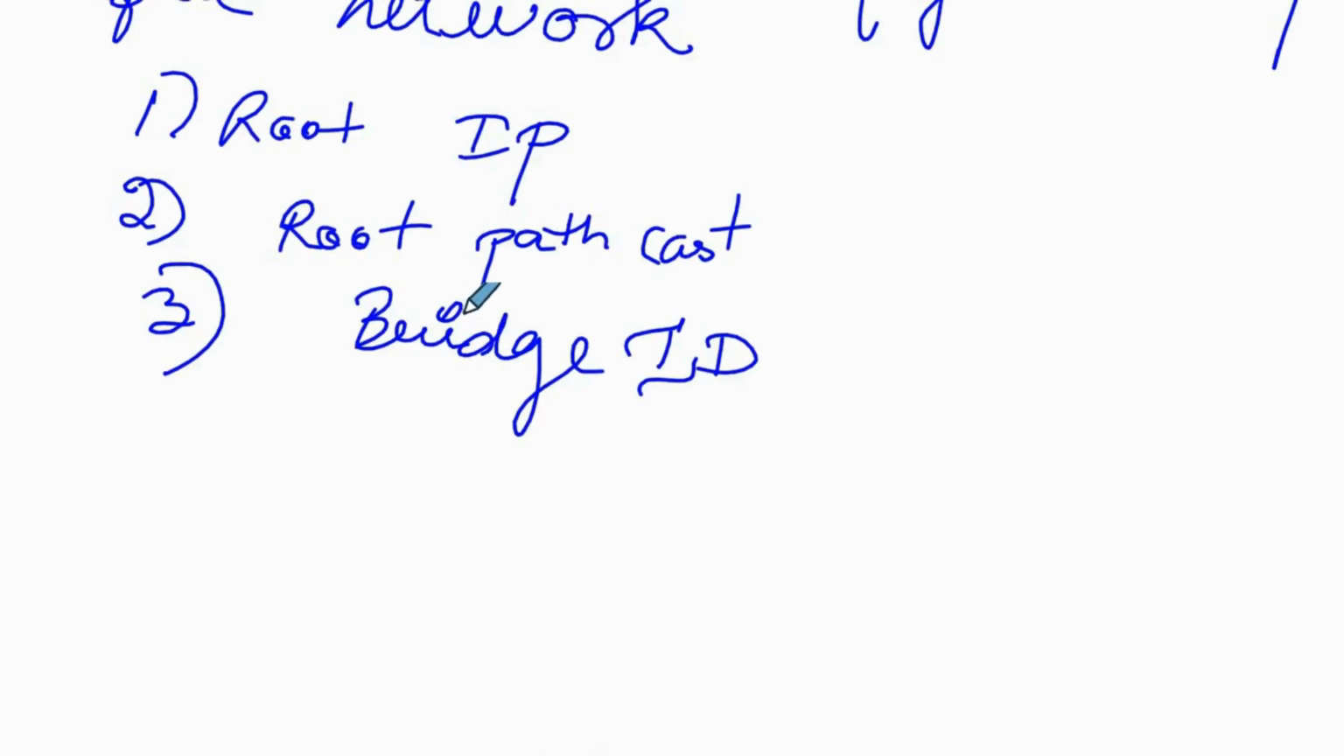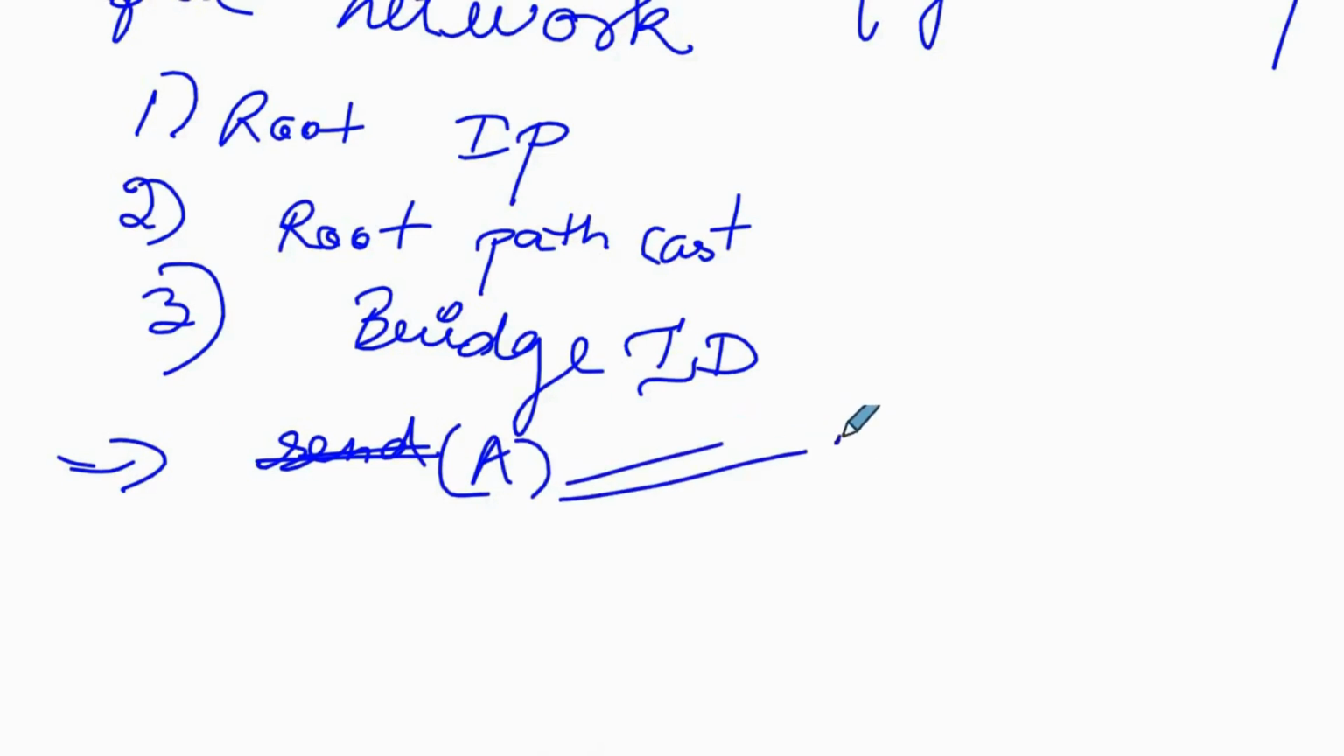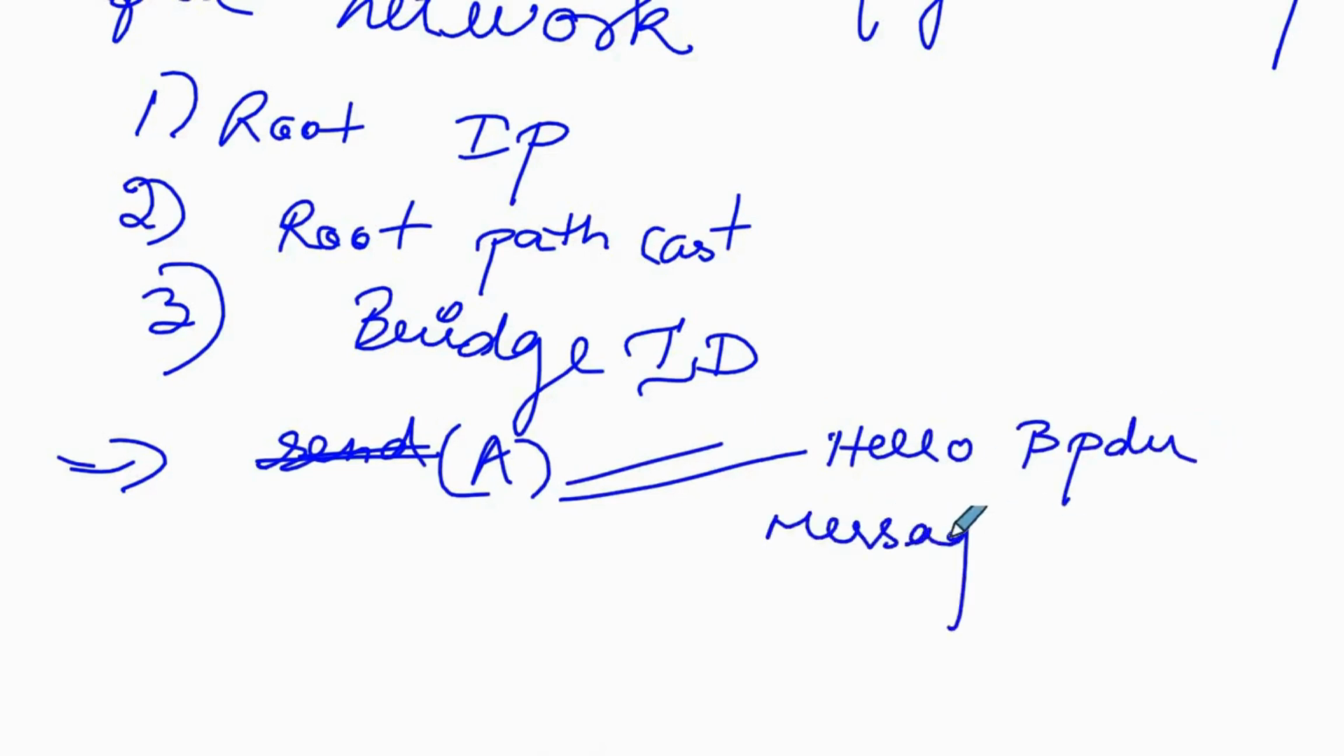A switch multicasts the hello BPDU using a unique MAC address from its origin port. The three switches send out their hello BPDU. Basically, each switch declares itself as the root bridge, as I said before. Let's see who is sending first. A switch is sending the hello BPDU message.